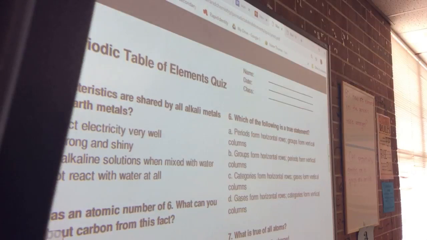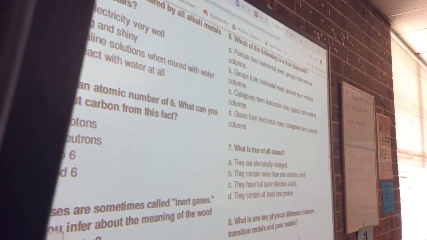Number 7, what is true of all atoms? That goes to Deborah. You say D? Very good. You're the first one to get it right, first time all day. They contain at least 1 proton. If you have 0 protons, you don't exist. No such thing. Hydrogen has 1 proton. That's why its atomic number is 1. Everything else has more than 1 proton. So all atoms have at least 1 proton.